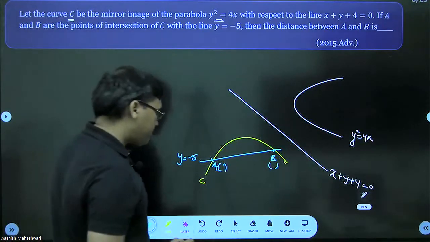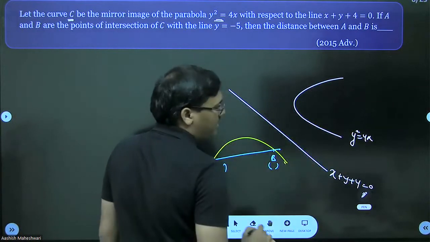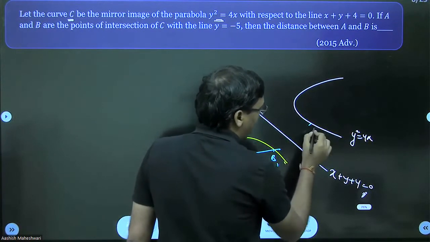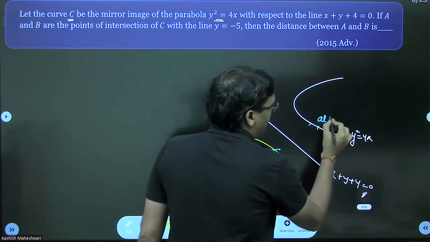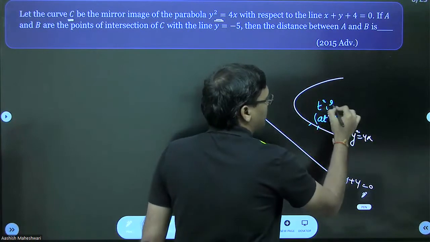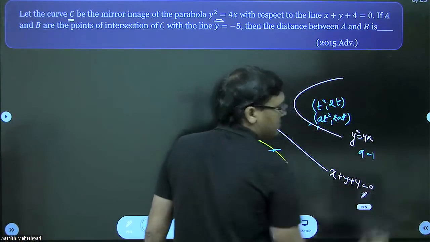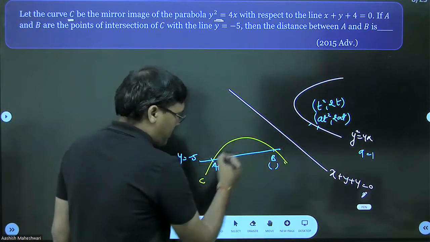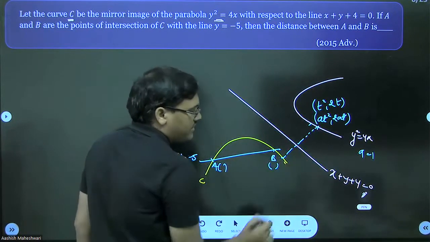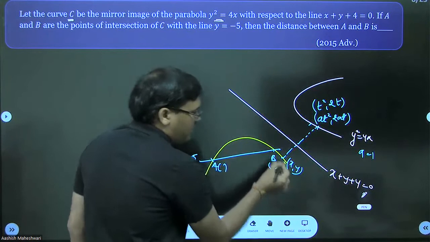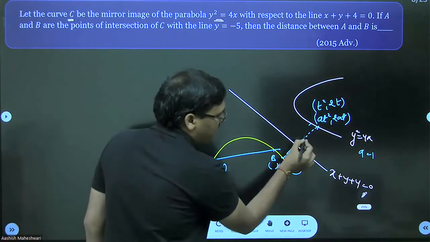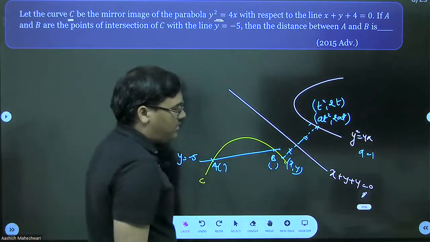See, if you have to find the mirror image of this parabola, any point on this parabola y square equal to 4x can be taken as t square comma 2t, correct? Because a is equal to 1 in this case. Now any point on this curve C is the mirror image of this. Let's say this is the point x comma y. Any point on this curve C is x comma y. This is the mirror image of this point about this line.